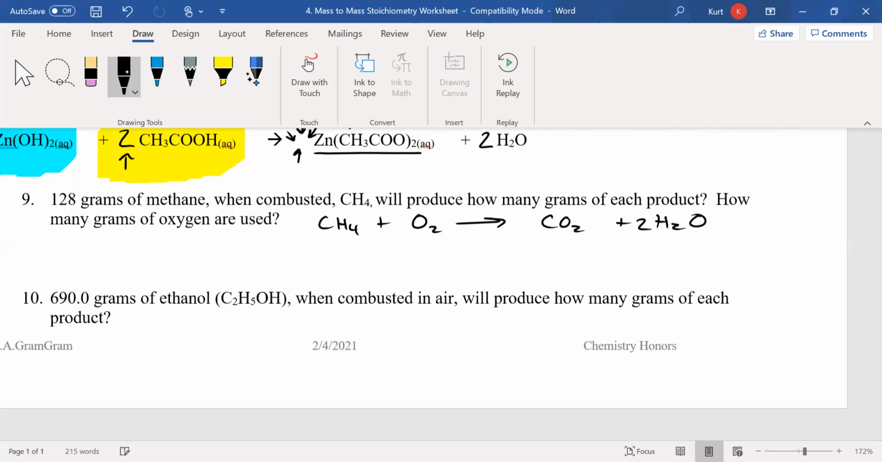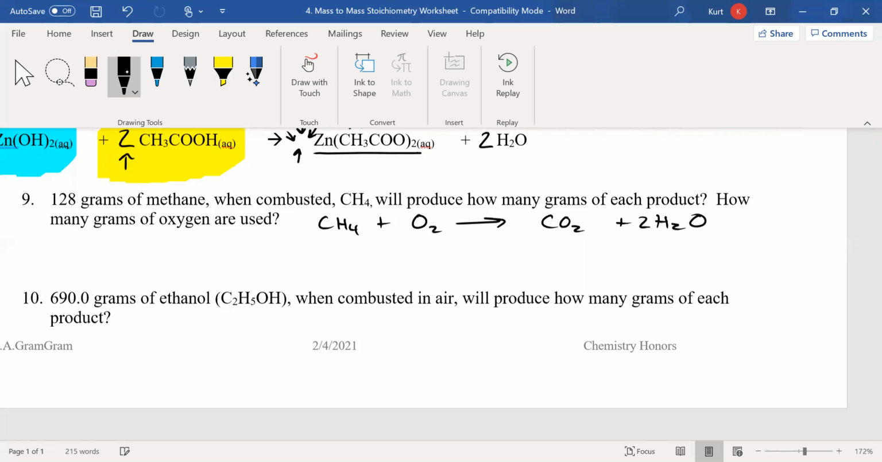No, wait. Yeah, 2, 2, 2. I know. I don't think that's right. Let's see. Carbon, carbon, that's good. Oxygen, oxygen, that's not good. Hydrogen, hydrogen. So I see 4 hydrogens. Let's put a 2 up here. Now we have 4 hydrogens.